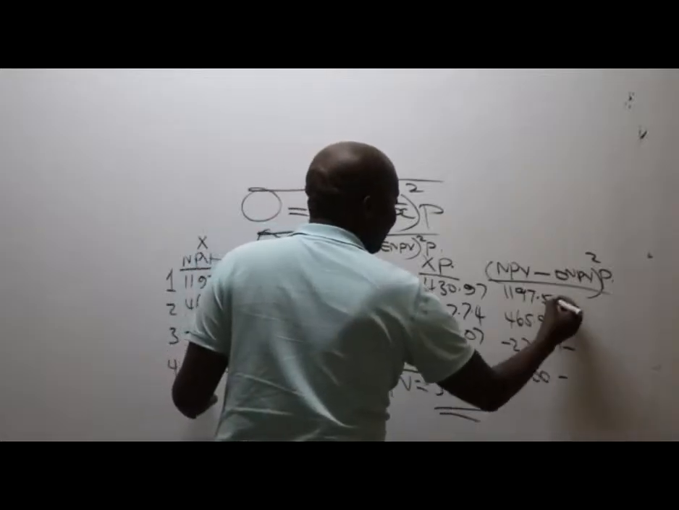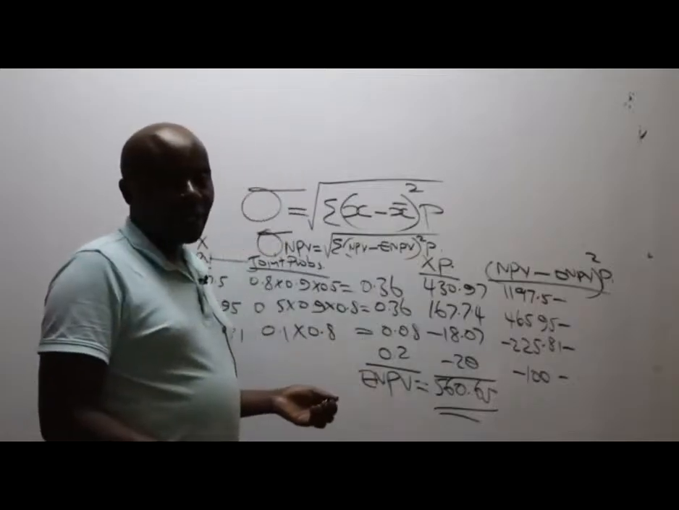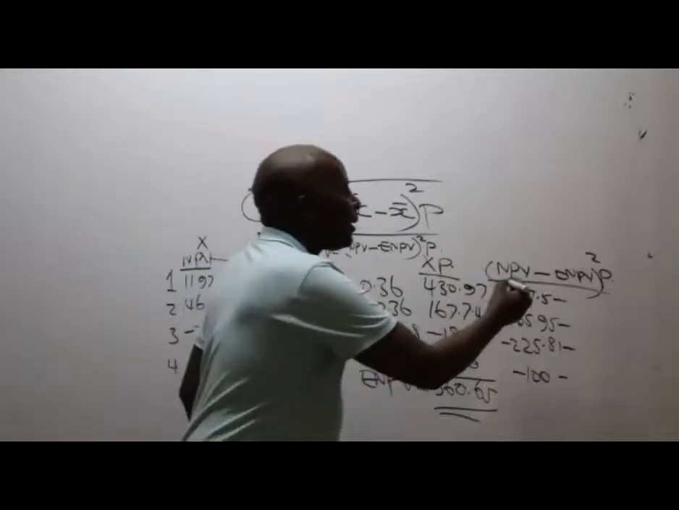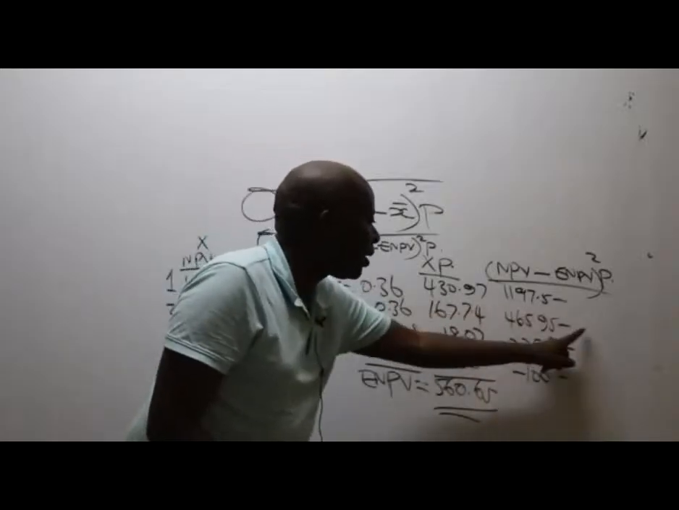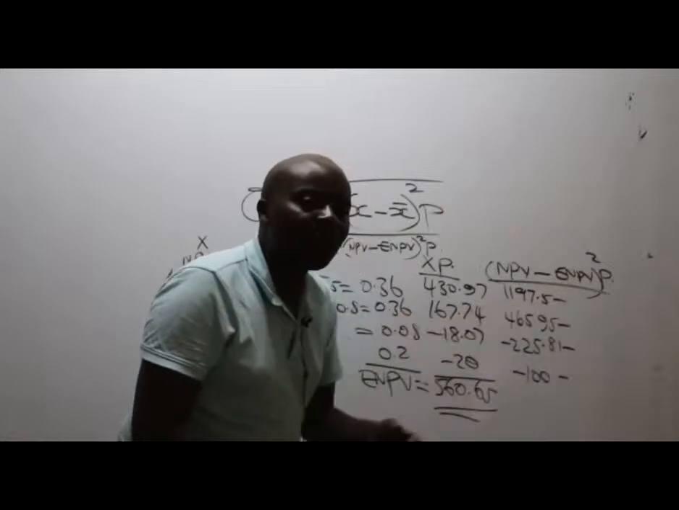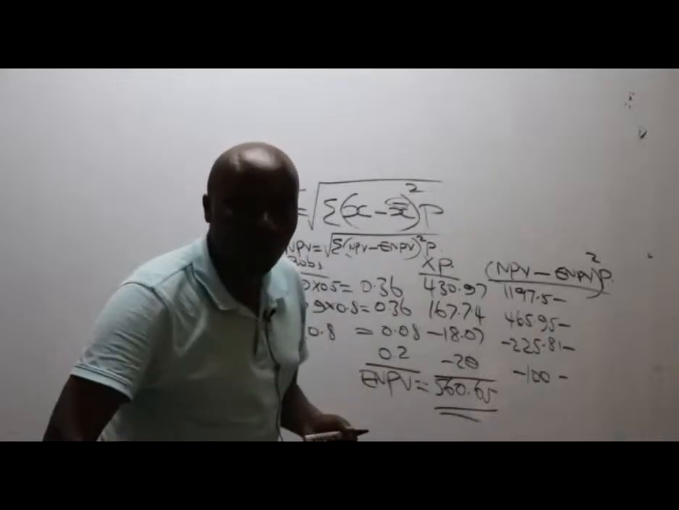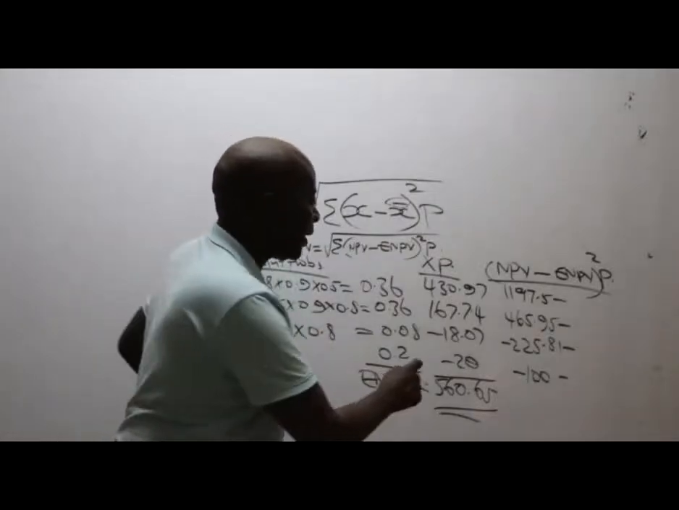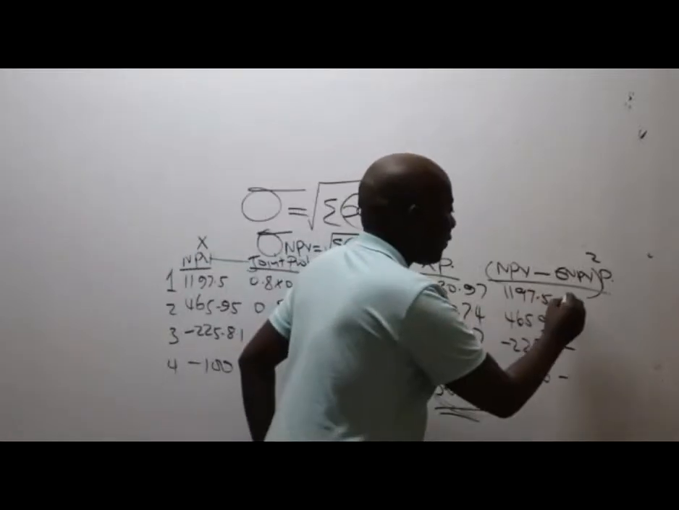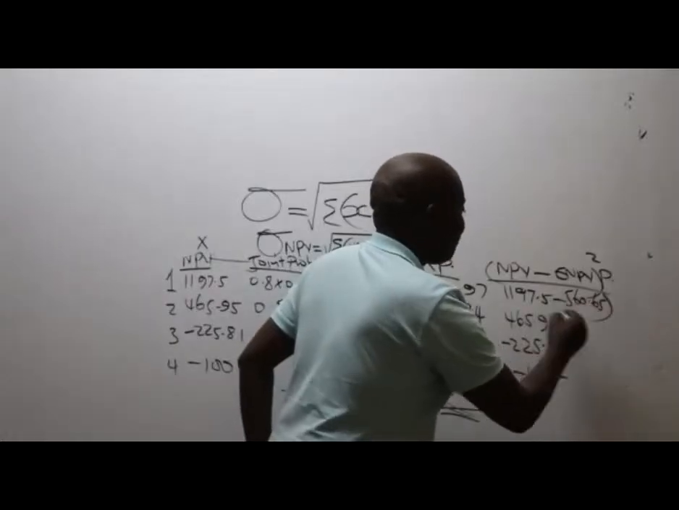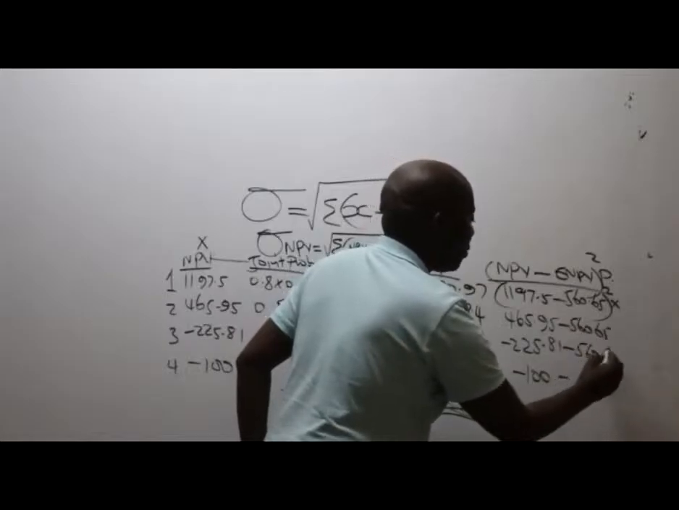Now here is where the trouble comes in. You will find a student, when you ask for NPV minus expected NPV, starts copying the NPV figure down again and again. They forget that the expected net present value is supposed to be only one single figure, applicable throughout. We cannot have many means. So this is supposed to be 560.65, which I have to square and multiply by the probability. 560.65 will be applicable all through.